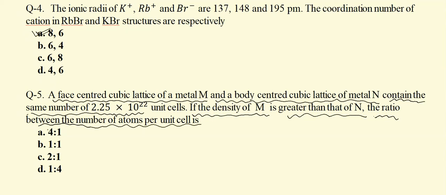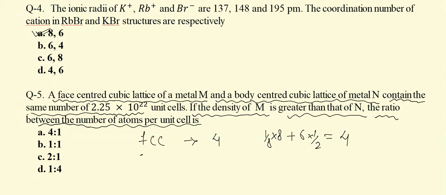Four options are given, and according to that we have to find the answer. So as you know, for FCC the contribution of atoms is 4. How have we calculated it? 8 into 1/8, plus 6 into 1/2. So here 3 plus 1 becomes 4. So 4 atoms contribute for FCC.